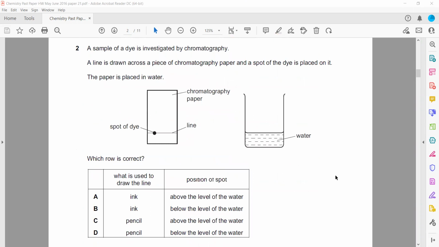A sample of a dye is investigated by chromatography. The line is drawn across a piece of chromatography paper, and a spot of a dye is placed on the paper. Which row is correct?